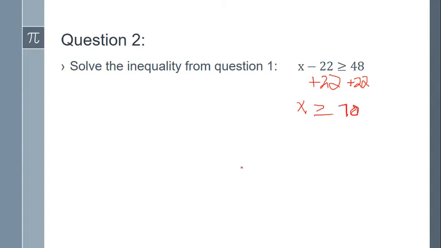So solve the inequality that you wrote from question number 1 in the project, which is different from this one.